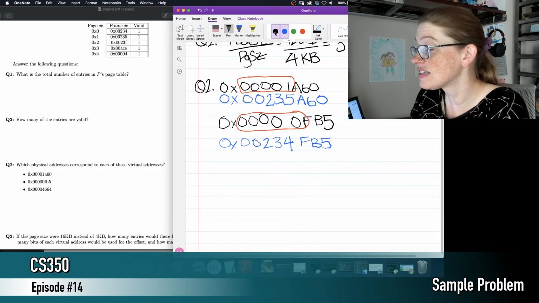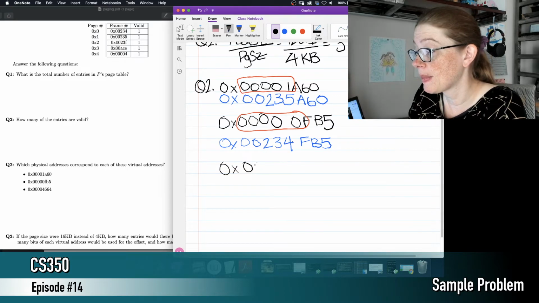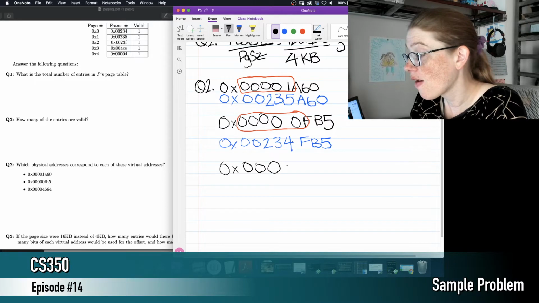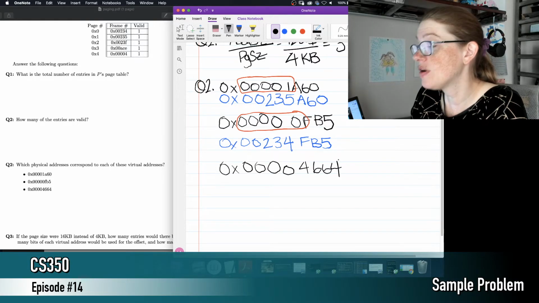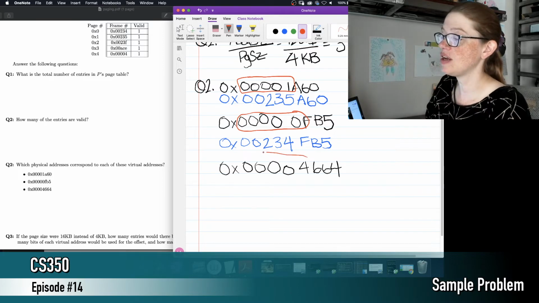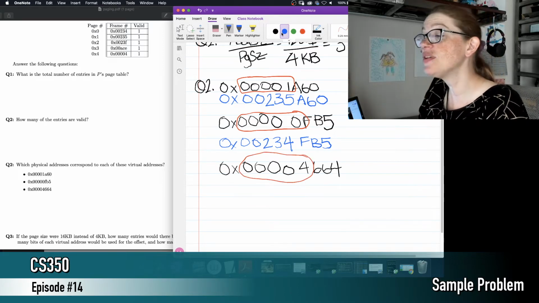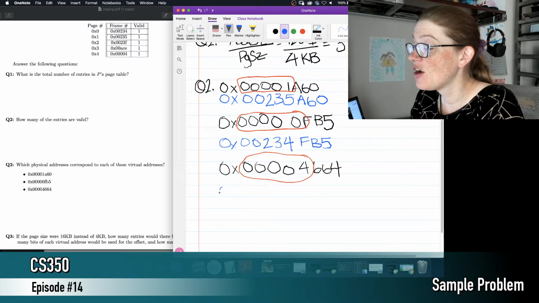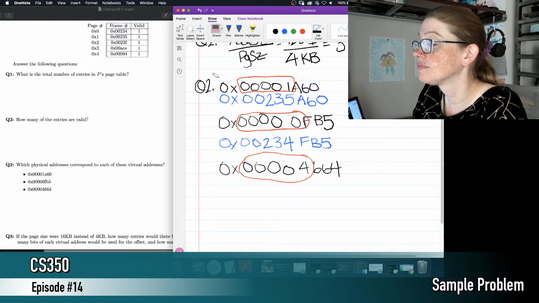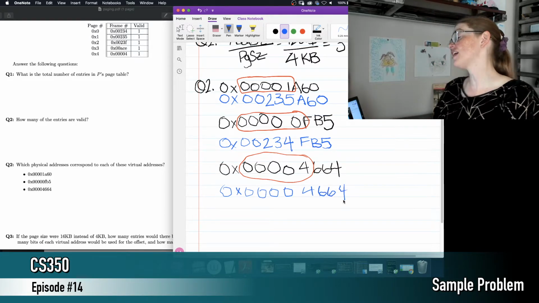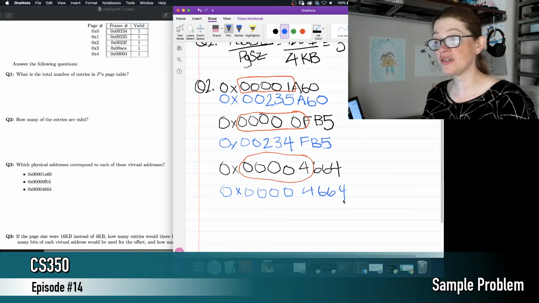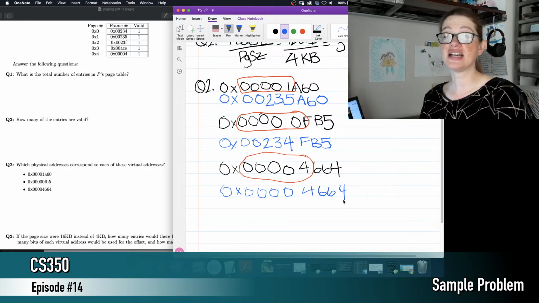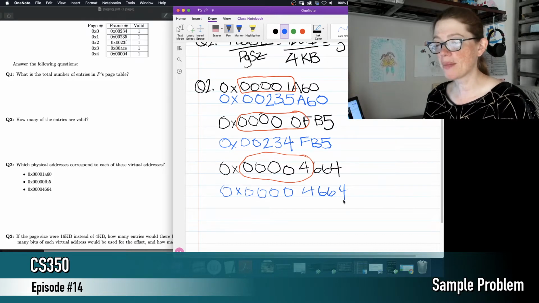And then our last address, 4664. My page number is page 4. And what's really interesting is when I look up page 4 in the page table, I see it maps to frame number 4. So my physical address here is actually the same as my virtual address. And that is totally possible. You can absolutely have a physical address identical to the virtual address. It probably doesn't happen too often.